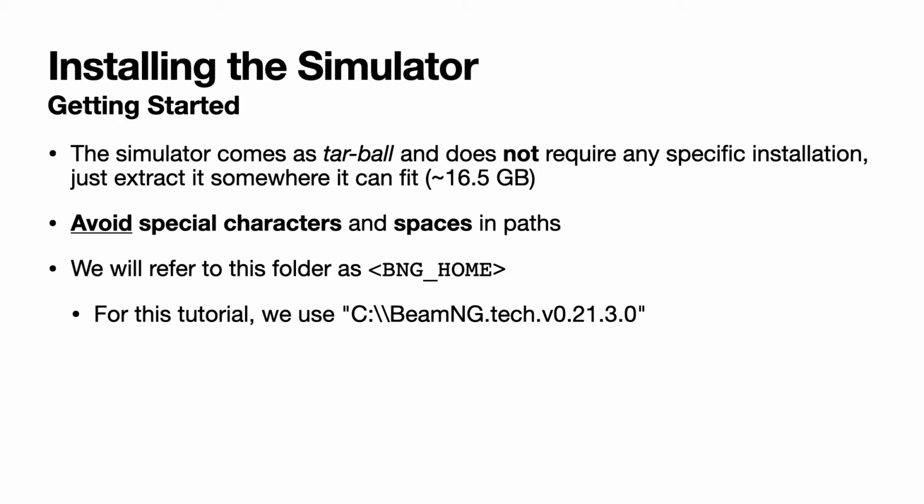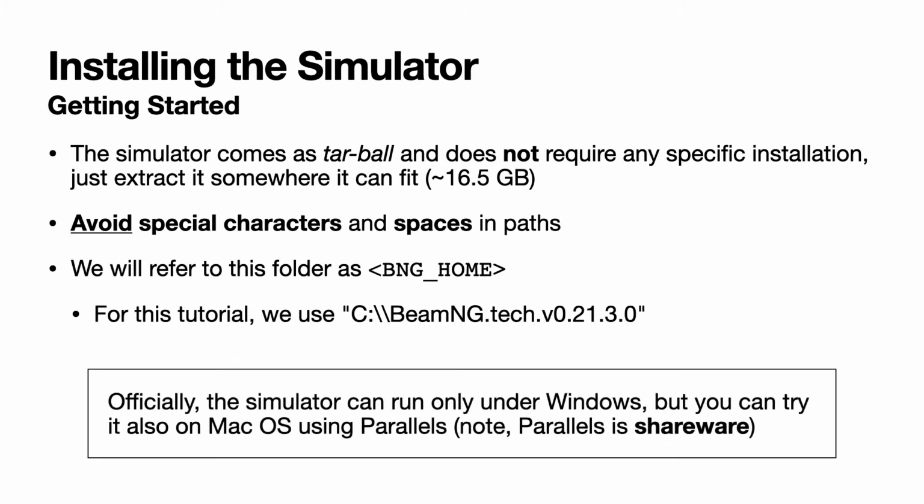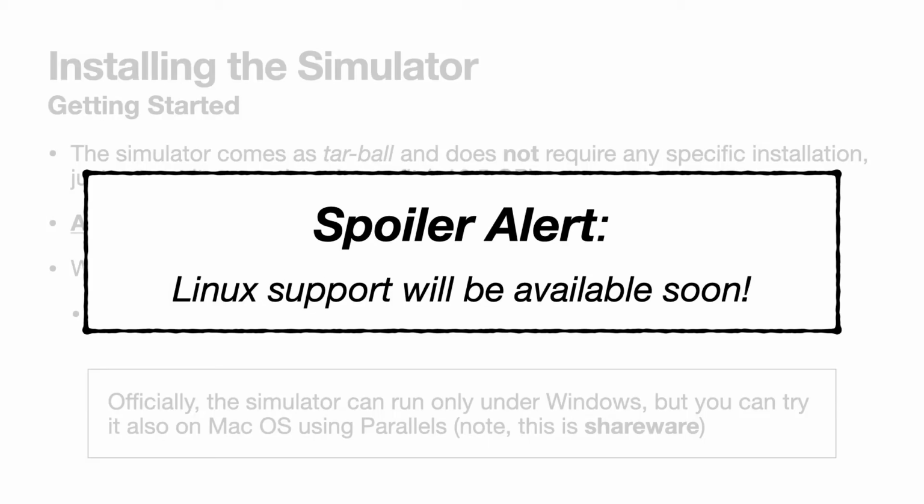To install the simulator, you don't have to do much more than downloading it, which is a big tarball, and extracting it. At that point, assuming that you have space to run it, you can run it. One note here is that officially this simulator can run only on Windows, but you can also try it on Mac using Parallels. For example, the videos that I'm going to show today in this presentation are recorded using a MacBook Pro that runs BeamNG inside a virtual machine handled by Parallels.